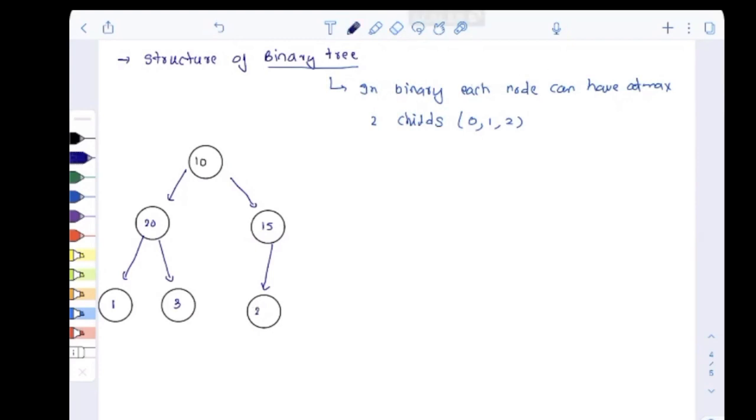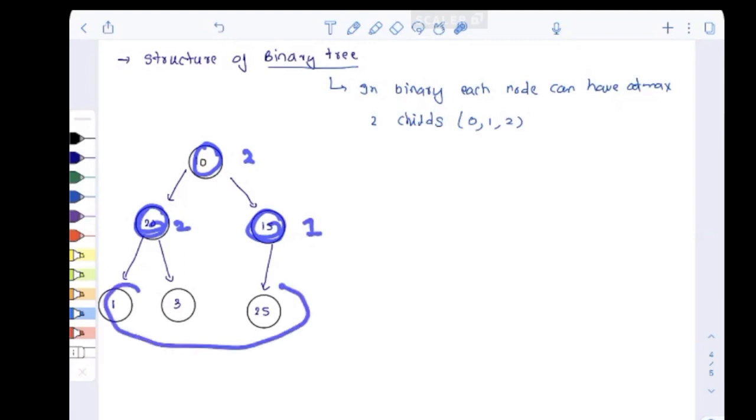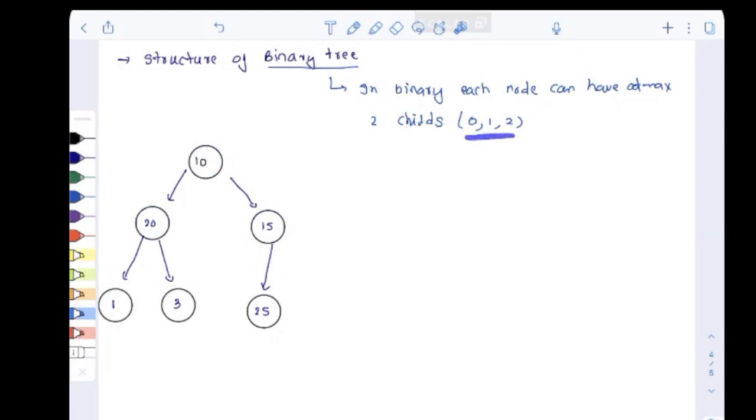Let's have a 25 here. Okay, like see, the number of childs for 10 is 2, the number of childs for 20 is 2, the number of childs for 15 is just 1, the number of childs for 13 and 25 are 0. Got it? Okay, so this is a binary tree because each node is having at most 2 childs only. At most 2 means 0, 1 or 2. Okay, like this would be incorrect, right? If we are drawing like this, so this is not a binary tree because now 10 is having 3 childs.